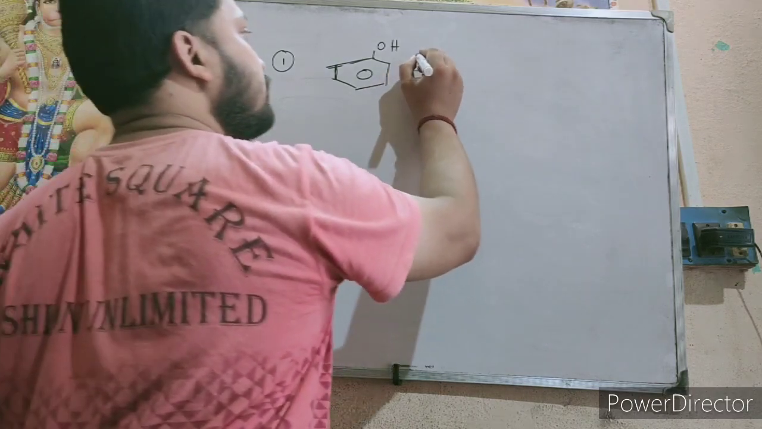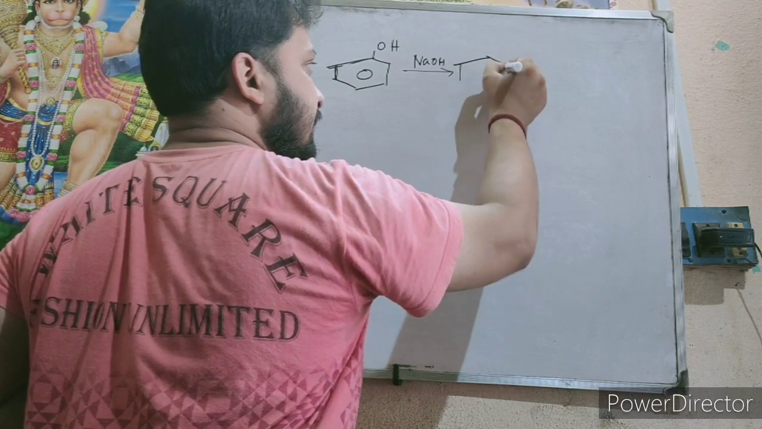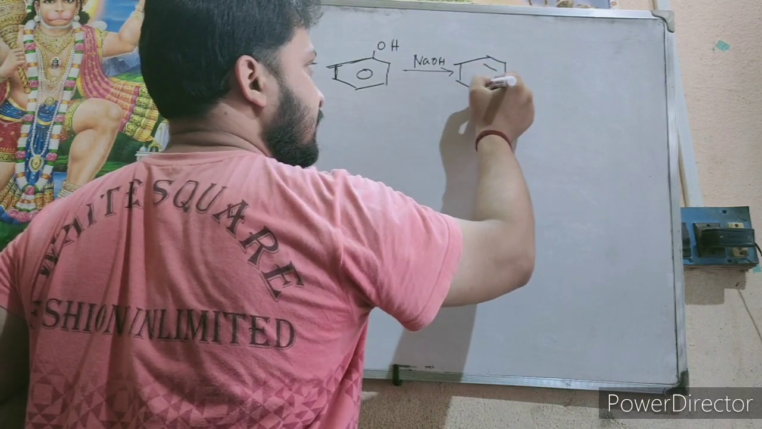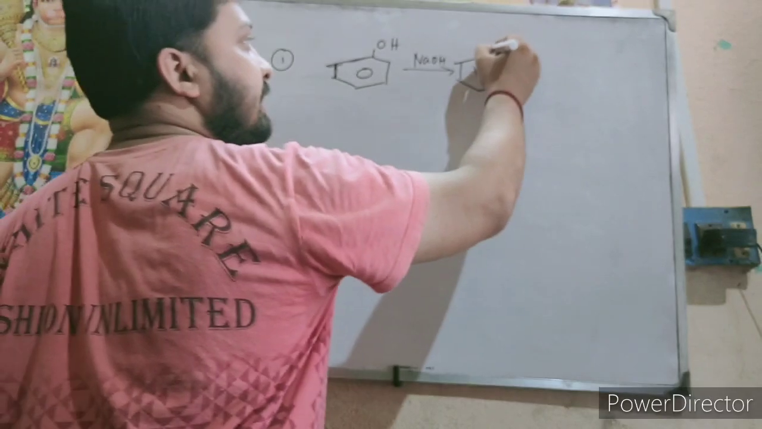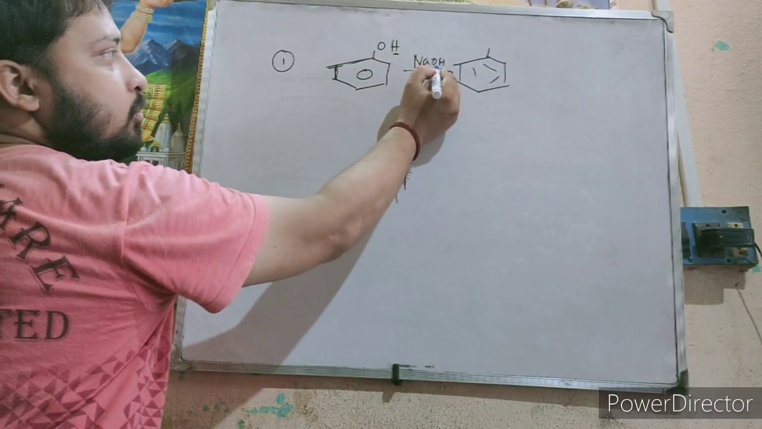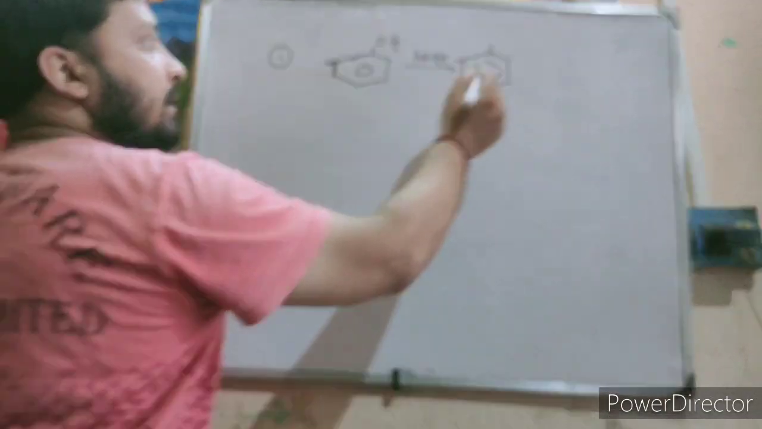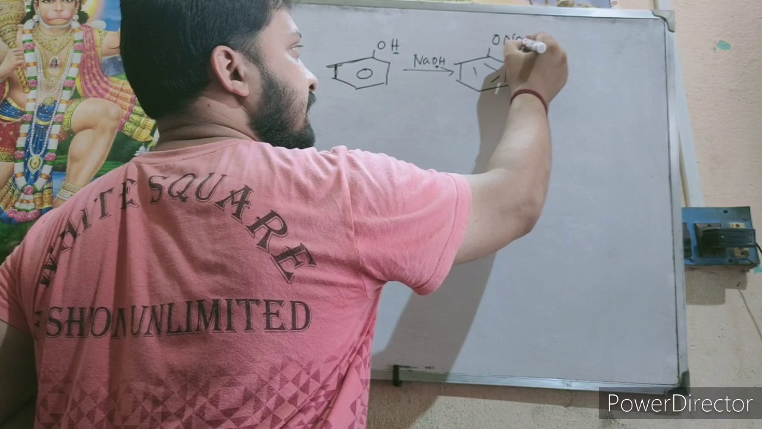firstly you should use NaOH. It gives you a product. The H here and OH here, so a water molecule is removed from here, and you get ONa. So firstly you get sodium phenoxide, ONa.